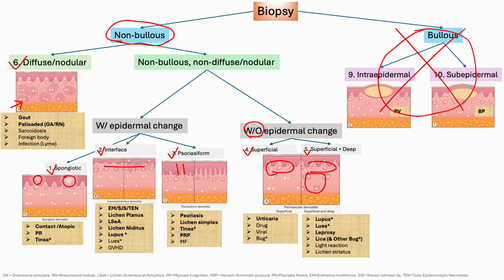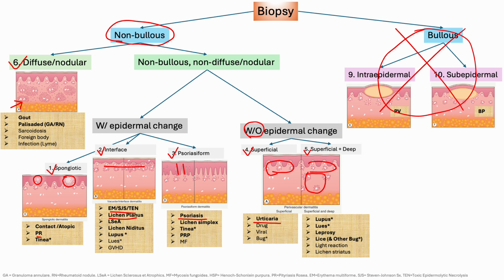Okay. Under each category, I want you to remember at least 2 or 3 very representative disorders. First one, in the spongiotic, we will mainly talk about contact or atopic dermatitis, PR, which stands for pityriasis rosea, and tinea. In the interface, mainly erythema multiforme and lichen planus, those 2 disorders. In the psoriasiform dermatitis, at least we want to remember psoriasis. And under the superficial perivascular, at least we want to remember urticaria.